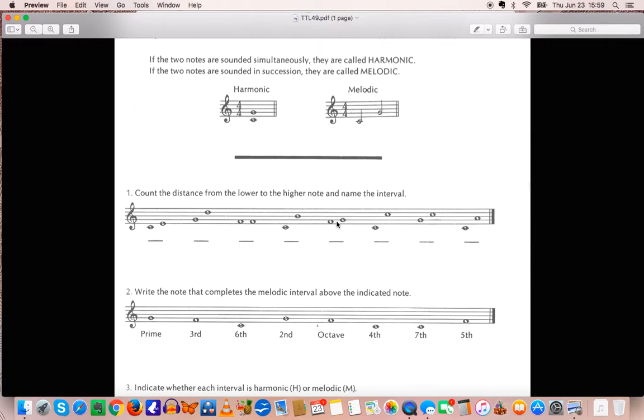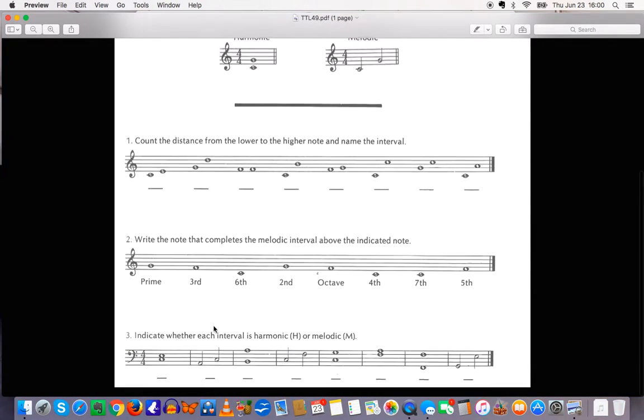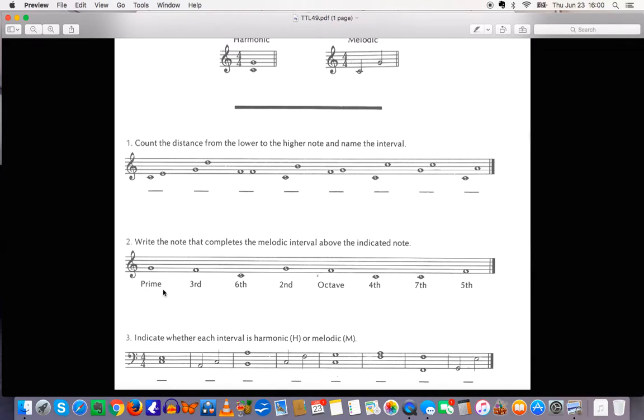F to G. F, and then there aren't any letters in between. So F to G, that would be a second. 1, 2. Hope that makes sense. Now they're going to give you the interval and they want you to write the note that is missing. So a prime, remember, is the name for when you have the same note, two of the same note, basically. So you're going to write another note head on the G line right there.